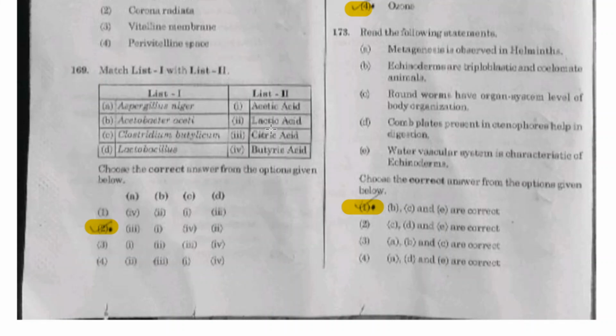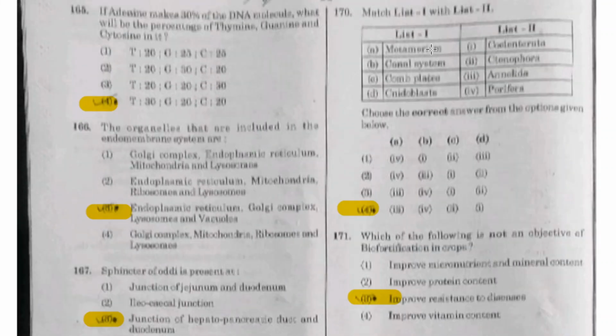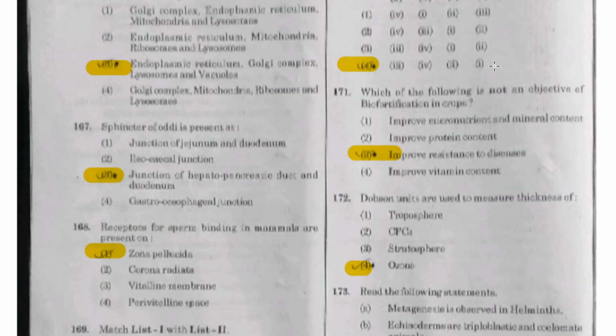And then Aspergillus niger, this is also easy, the question is easy. So this is the thing which is given, like lactic acid, with that you can go with the second option, Aspergillus, Clostridium botulinum. And again one more match the following. Metamerism means, you know, the ring like structure, Annelida; canal system, Porifera; comb plates, Ctenophora; cnidoblast, Cnidaria.